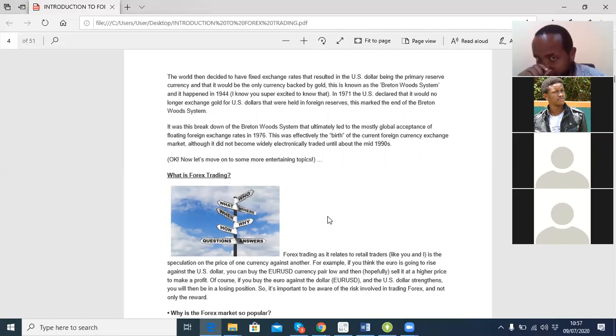Held in the foreign reserve. This marked the end of the Bretton Woods system. So it was this breakdown of the Bretton Woods system that led to the most globally accepted floating foreign exchange rates in 1976. So this, of course, was the birth of the foreign currency exchange market, although it did not become widely electronically traded until the mid-90s. So that is what happened.